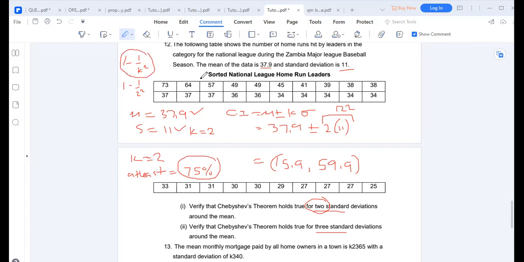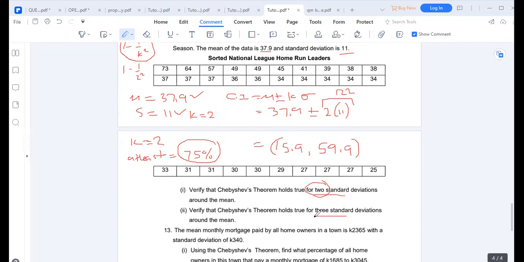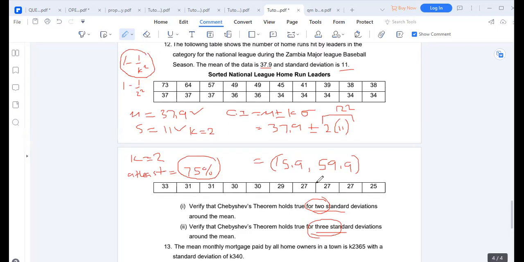Mr. Collins, in terms of the K, it means it's the 2 standard deviations? Yes. So here, the other part, 3 standard deviations, the K is 3. Here, the K is 2. So for the first one, we are determining the range. Yes, we want to verify whether the rule holds.